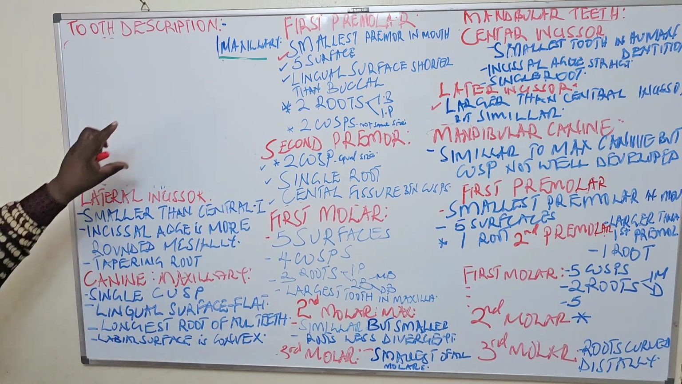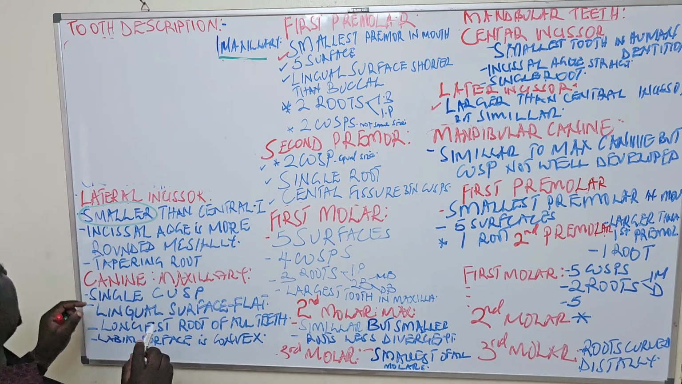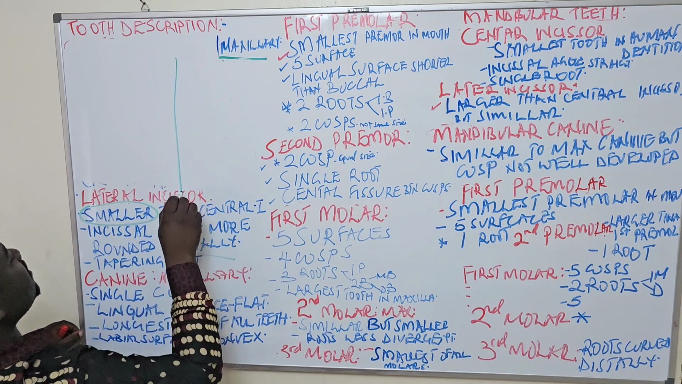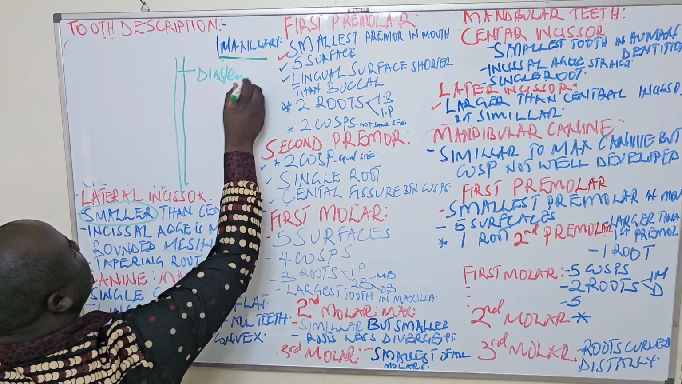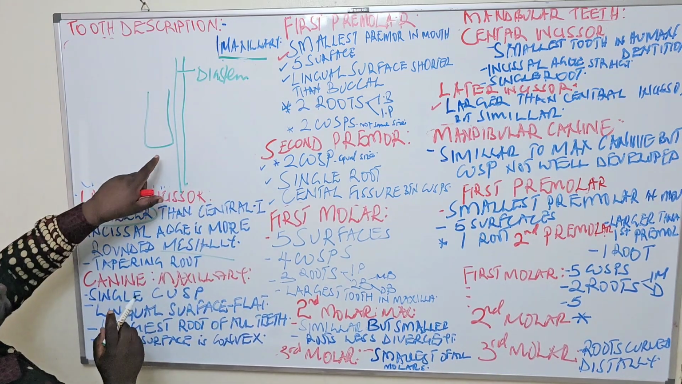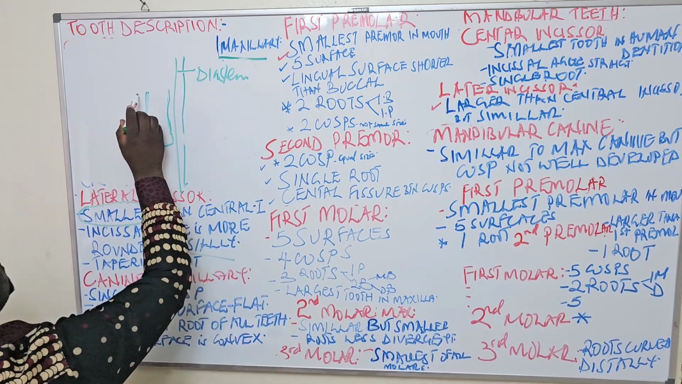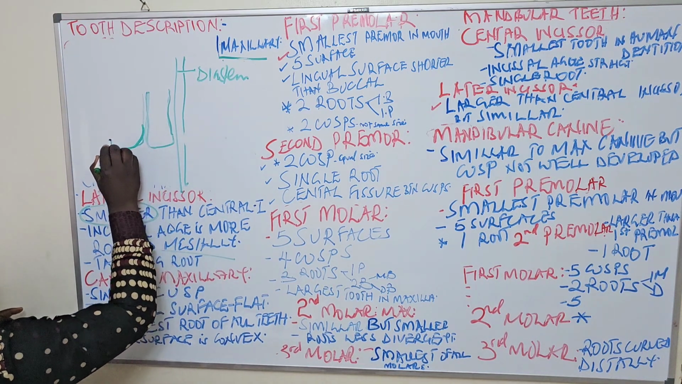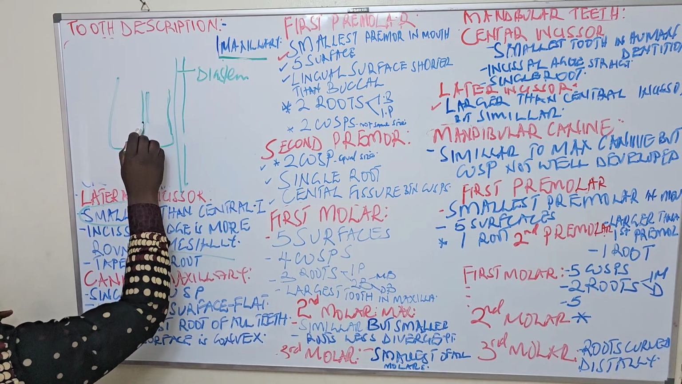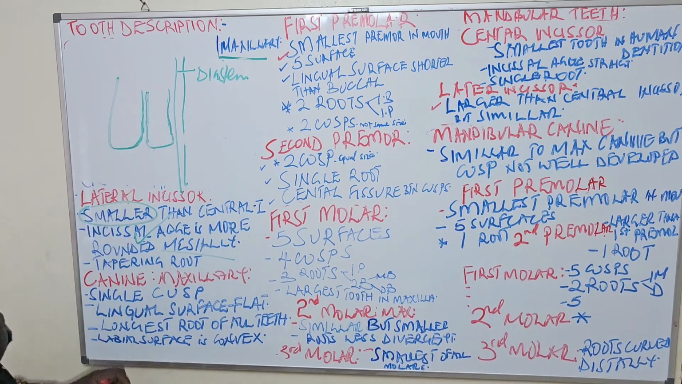The lateral incisor also has the same characteristics, only that it is smaller than the central incisor. And it is more rounded mesially. So, from the midline, suppose somebody has a gap here, what we call a diastema. We have this one which was flat and broad, more rounded distally. But for this one, we are saying it is more rounded mesially. Meaning from the midline of this tooth, it is more rounded. Of course, it also has a tapering root.